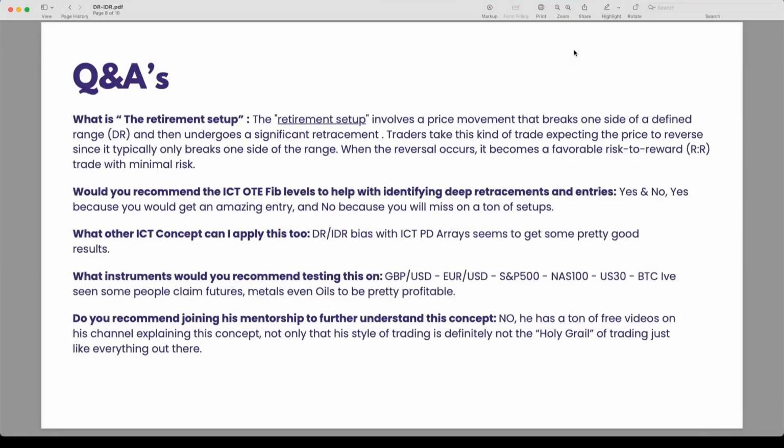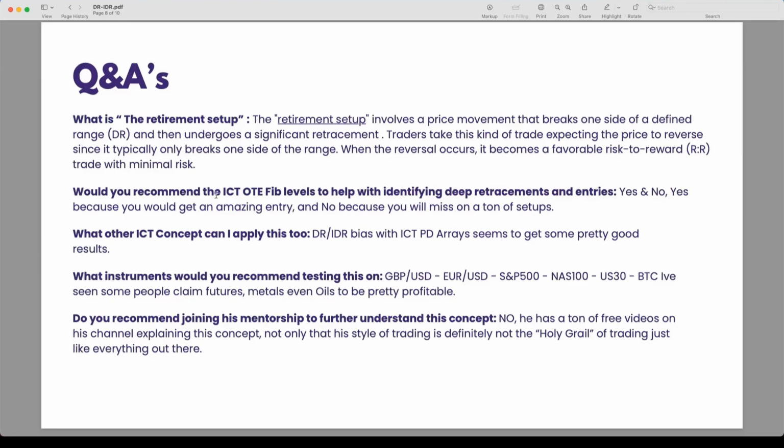All right, now for some Q&As. The first one, what is the retirement setup? The retirement setup involves a price movement that breaks one side of a defined range and then undergoes a significant retracement, like a really deep pullback. Traders take this kind of trade expecting price to reverse, since it typically only breaks to one side of the range. When the reversal occurs, it becomes a favorable risk to reward trade with minimal risk. Now you can again look up this concept or what the setup is all about in Master's YouTube channel, and I'm pretty sure he'll have a better explanation than what I just gave you, right?